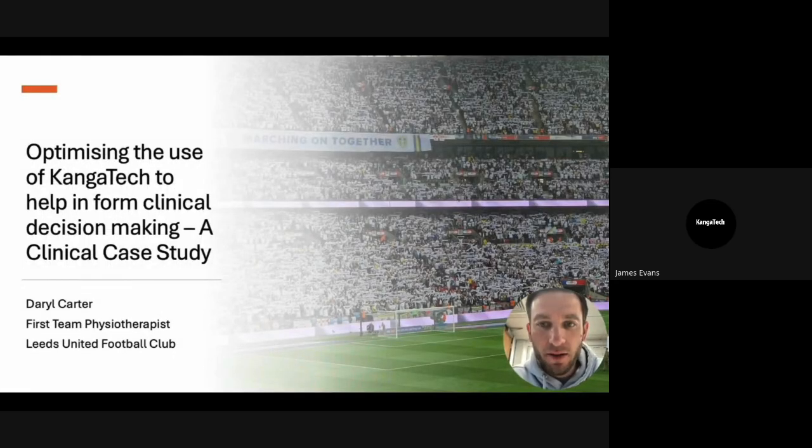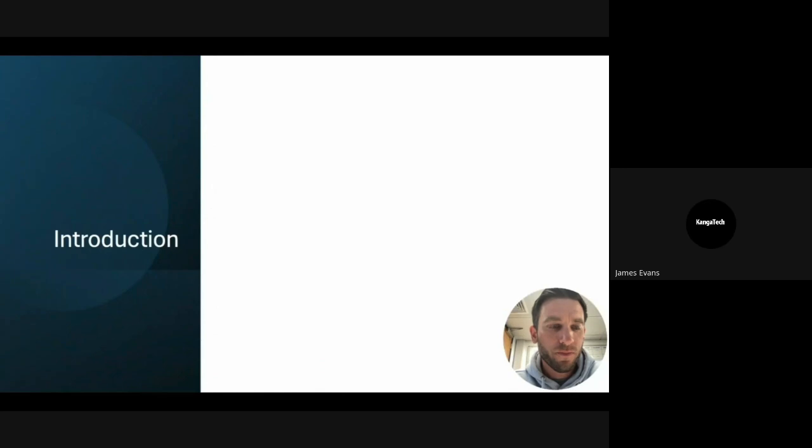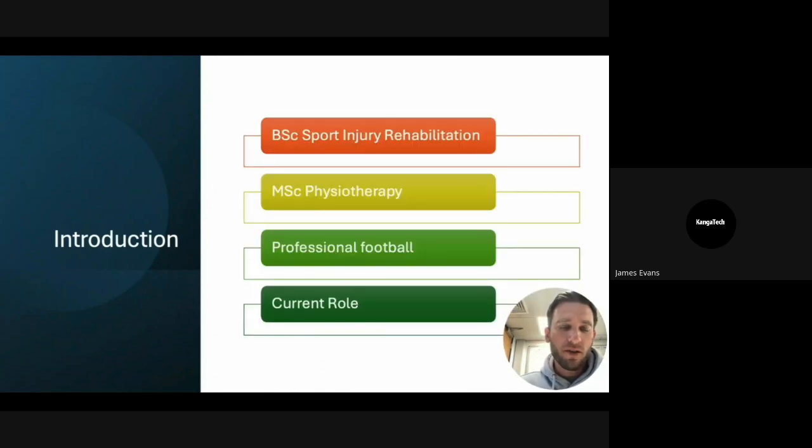Hi guys, I'm going to present today a clinical case study that we've had here at Leeds United, which is looking at how the KangaTech and the data we collected helped to shape the clinical decisions made through the process with this player. But before we start that, just a little bit of an introduction about myself.